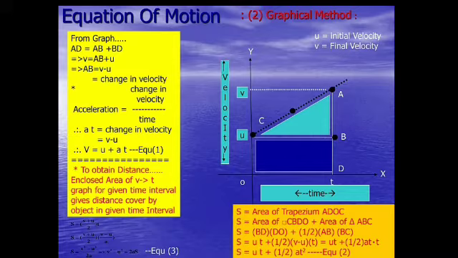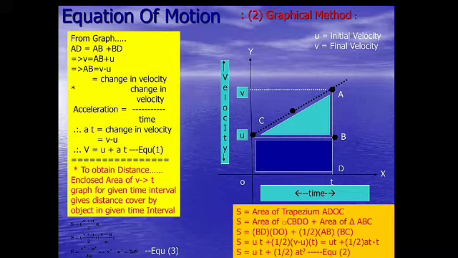So s is equal to the area of trapezium ADOC, and s is equal to the area of triangle ABC plus the area of rectangle CBDO. So s is equal to BD into DO plus 1 by 2 AB into BC. Hence s is equal to ut plus 1 by 2 into v minus u into t. So it is equal to ut plus 1 by 2 at into t. So s is equal to ut plus 1 by 2 at square. This is the second equation.